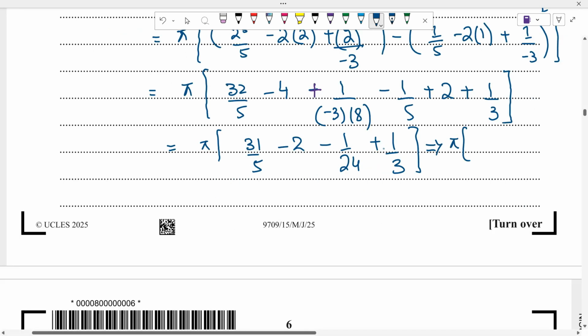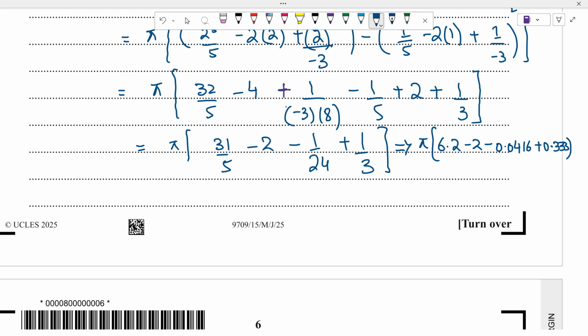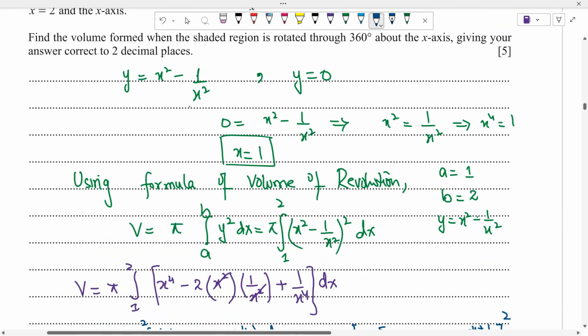Solving further, we will have pi, and 31 over 5 is 6.2, minus 2, minus 1 over 24 is 0.0416, and 1 over 3 is 0.333 plus 0.333. So when we solve it, we will have pi times 4.491633, which is equal to 4.49 pi. This is equal to 14.11, which is the volume. So we have calculated the required volume of revolution.